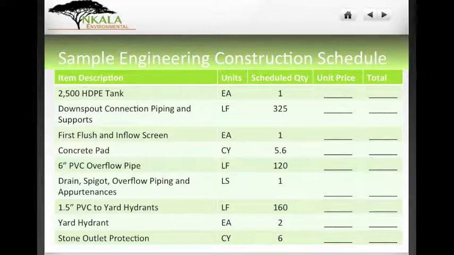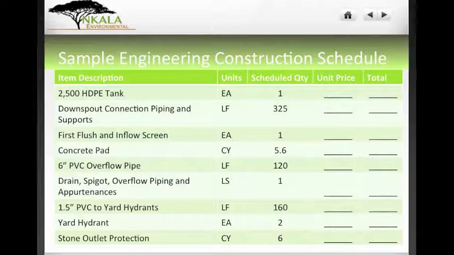You're going to have a certain amount of downspout piping and supports and all those types of things, and perhaps you have 325 linear feet of that. You have your first flow system and your screens. You have one of each of those. You have a concrete pad that's, let's say, 5.6 cubic yards. You have a 6-inch PVC overflow pipe, and that's 120 linear feet of that.